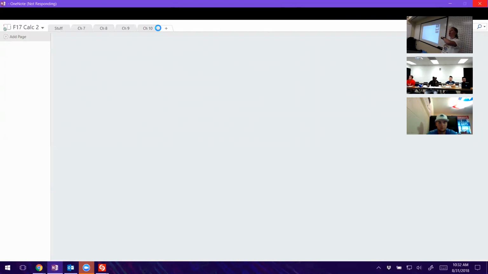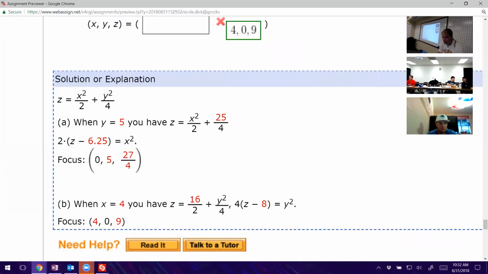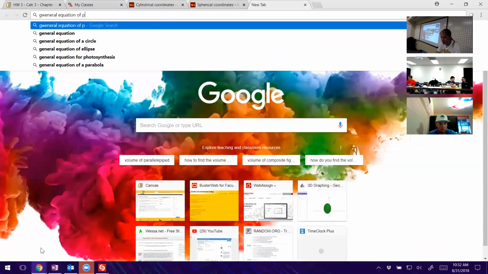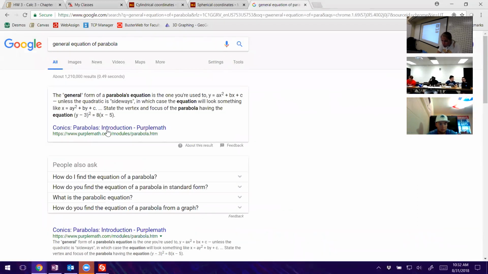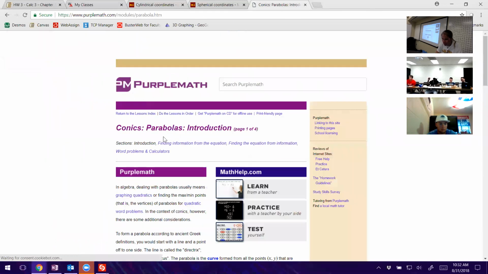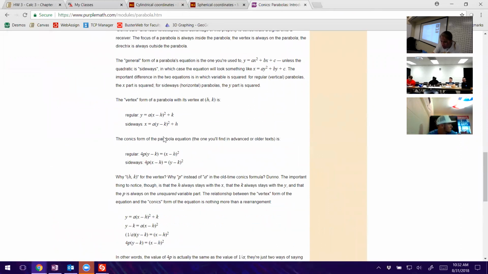Back in Calc 2, we had that general equation for working with parabolas, and from that we could easily find the focus and the directrix and so on. That's what I was going to try to pull up here. Yeah, so this will work. When we're working with a parabola, there we go.